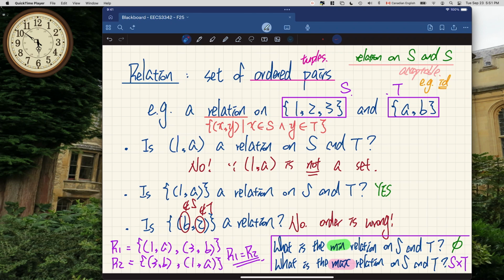Would there be any set where the minimum relation is not the empty set? So say it again? Would there be any two sets where the minimum relation is not null? No, actually, because by definition, the relation is just a set of ordered pairs. So the minimum will be just the empty set. Yeah, always. And also, the maximum would always be S cross product T. Okay. Awesome.